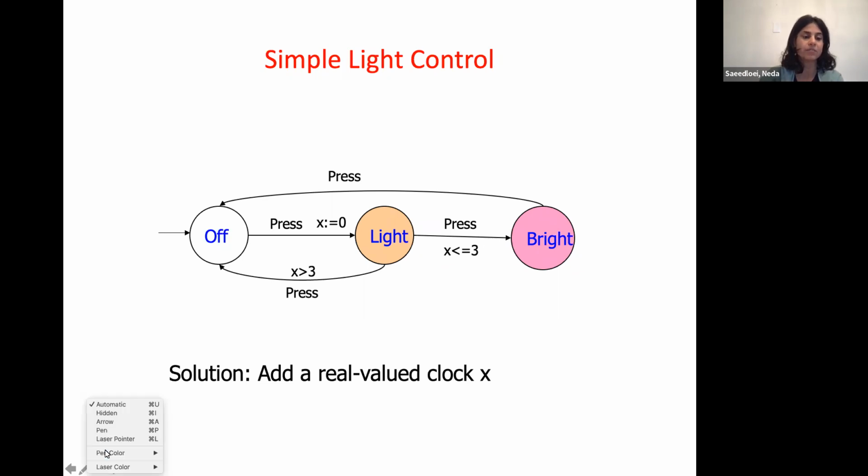So let me enable my laser pointer. Are you able to see my laser pointer? Okay, so here, yes.